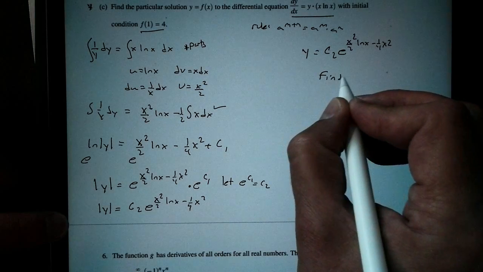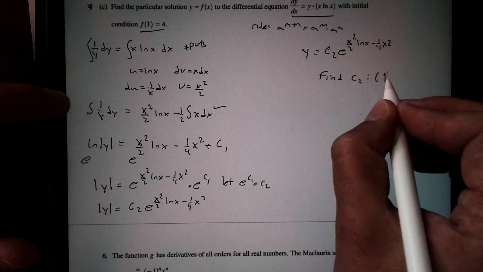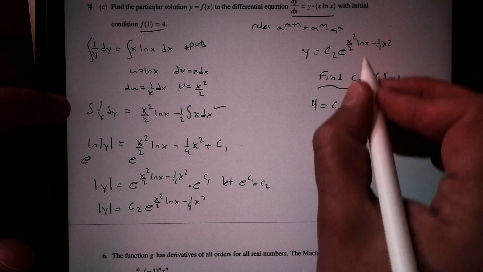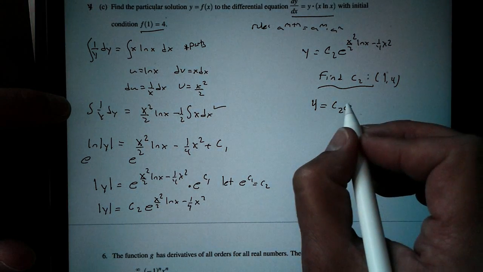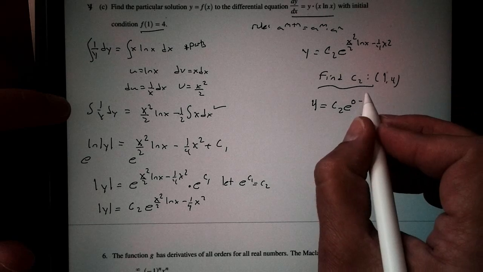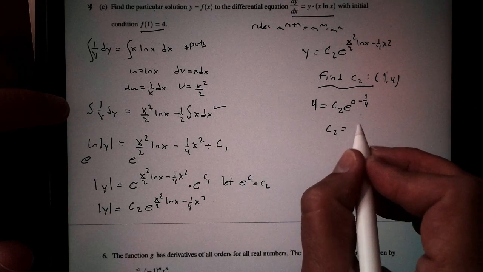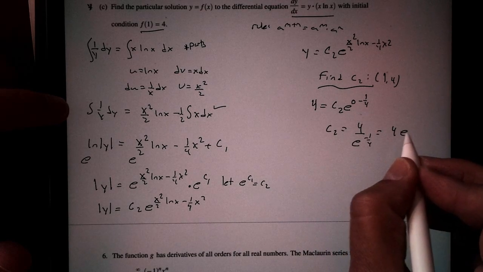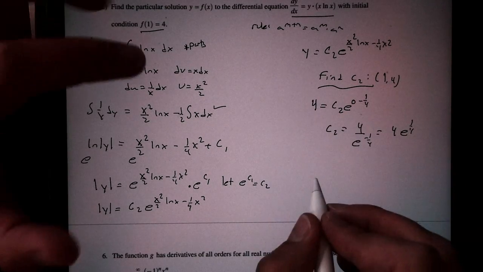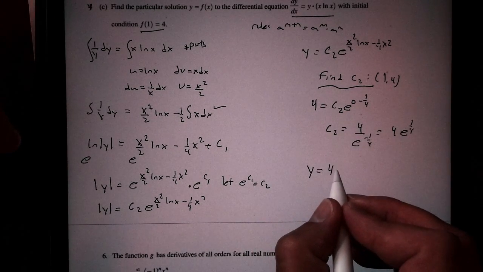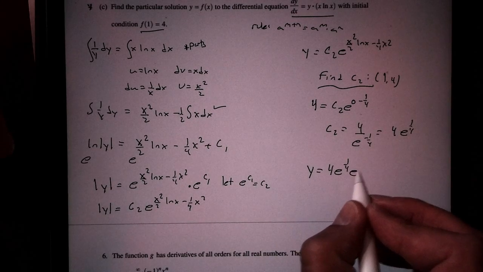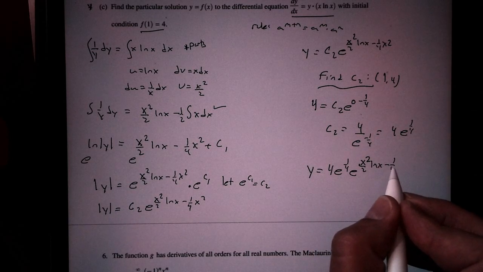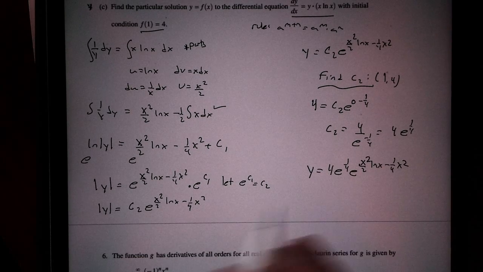And now we're going to find c2 using the condition y(1) equals 4. So if we do that, we would get 4 equals c2 e to the, this just becomes 0 because natural log of 1 is just 0, minus 1/4. So c2 equals 4 over e to the negative 1/4, or 4e to the 1/4. So my equation there, y equals 4e to the 1/4 times e to the x squared over 2 natural log of x minus 1/4 x squared. It looks nasty, but it's not so bad.